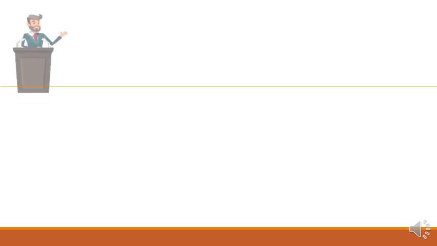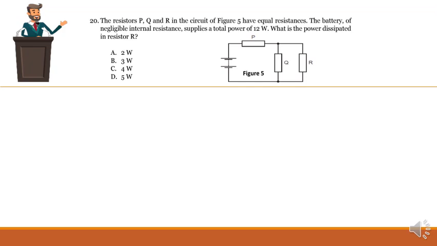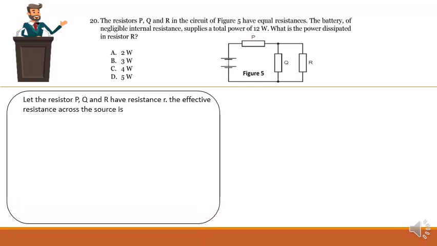Question number 20. The resistors P, Q, and R in the circuit of figure 5 have equal resistances. The battery of negligible internal resistance supplies a total power of 12 watts. What is the power dissipated in resistor R? Let the resistors P, Q, and R have the resistance small r. Since they have the same resistances, they have equal resistances.